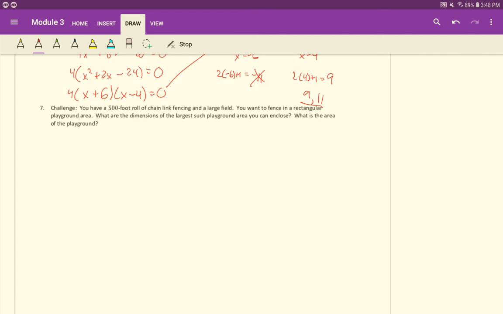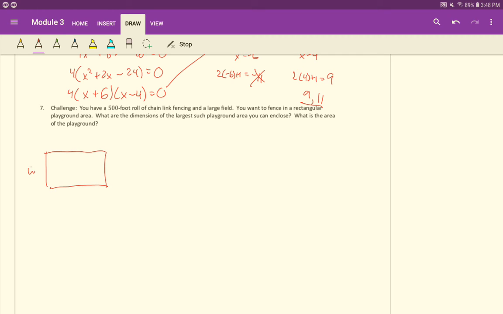Let's read through it here. You have a 500-foot roll of chain-link fencing and a large field. You want to fence in a rectangular playground area. What are the dimensions of the largest such playground area you can enclose? What is the area of the playground? Okay. So, let's see here. We're going to have a rectangular playground.